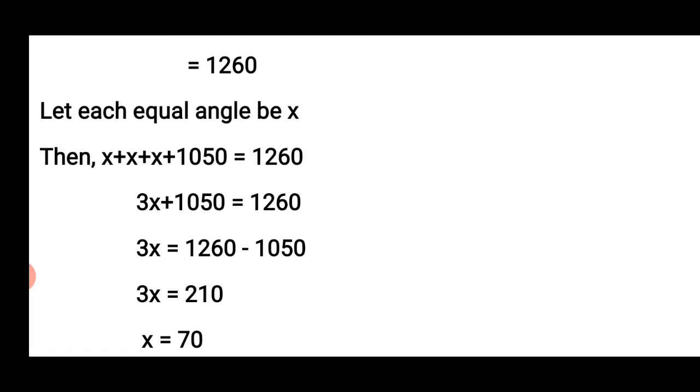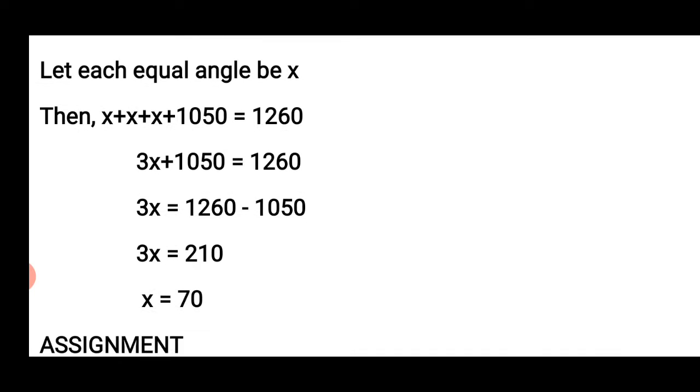Then we collect like terms. 3x will remain at the left side. We bring 1050 to the other side. When it gets to the right side, the sign will change to minus. Plus 1050 will change to minus 1050. So we have 3x is equal to 1260 minus 1050. So 3x is equal to 210. 1260 minus 1050 is equal to 210.